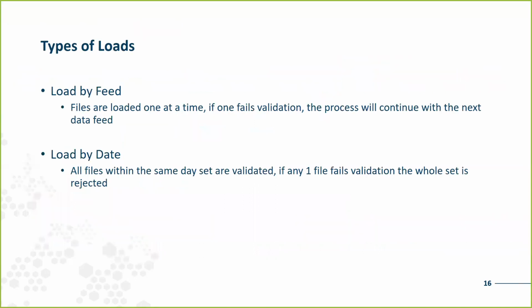If it passes the validation, we'll then load the data. So we've got two types of loads that we use, load by feed and load by date. Load by feed is files are loaded one at a time. If one file fails validation, the process will continue with the next data feed. Load by date, all files within the same day set are validated. If one file fails validation, the whole set is rejected. So this is where files are dependent on each other, and we don't want to load data if any of the data files don't pass validation.